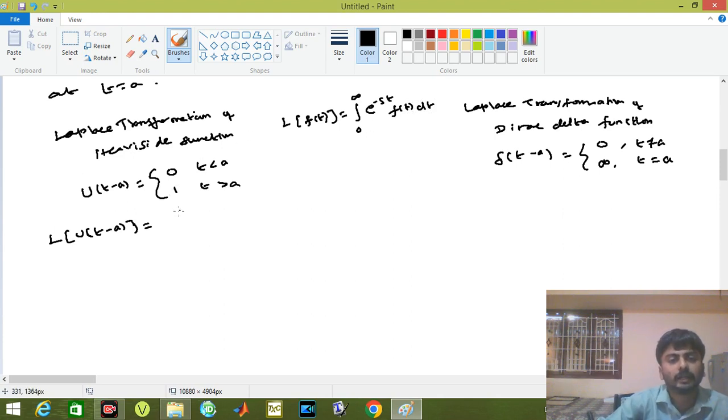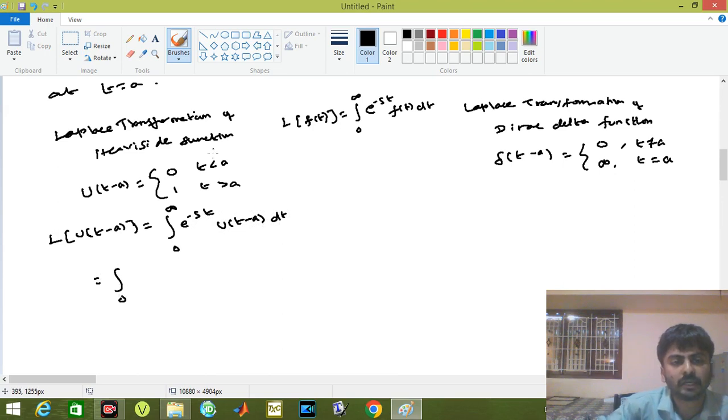Here our f of t is u of t minus a. So we will get the integral from 0 to infinity of e to the power of minus st times u of t minus a, that is our f of t, into dt. This u of t minus a is 0 for t less than a.